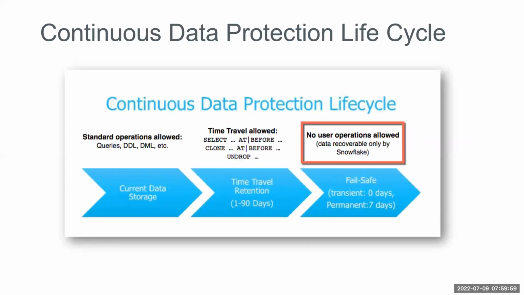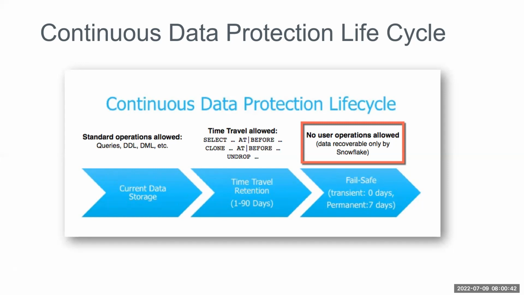So what is the continuous data protection life cycle offered by Snowflake? If you see, the first thing is the current data storage. Suppose I have a table or schema or database, it is stored in the storage layer. That is the current data storage, whatever we have. The second thing: suppose I do some modifications, or I drop some tables or schemas, then for that object the time travel period will be enabled. Suppose till today I have a table with 1 million records, and if I drop that table, then for the table the time travel will be enabled immediately.